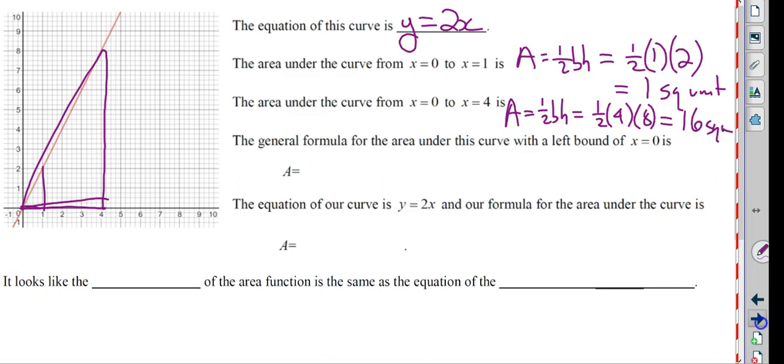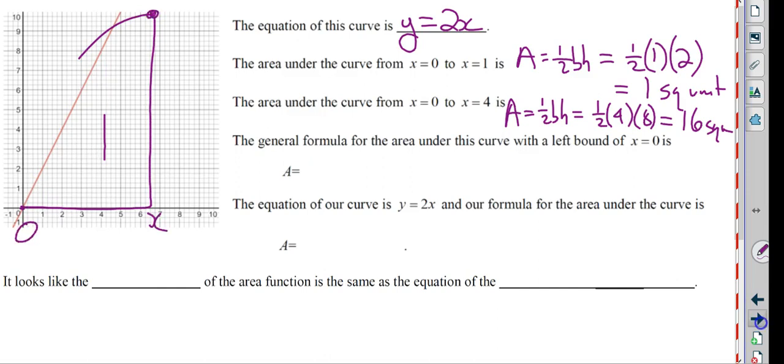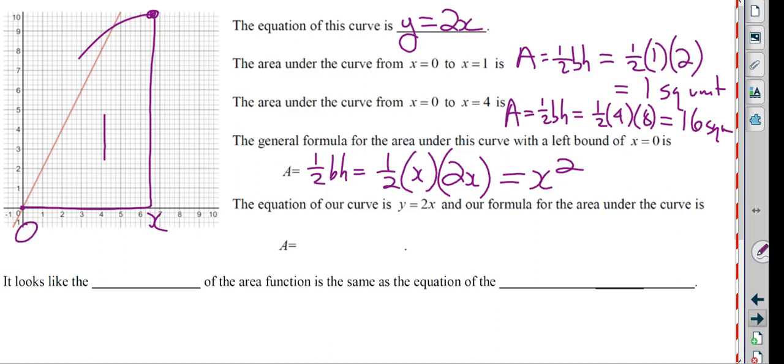What would the general formula for the area under this curve be, going from 0 to x? Well, still 1/2 base height, right? What's the base? What's the height? Y. What's y? Because we have a specific function, 2x. What's this equal to? x squared. The equation of our curve is y equals 2x, but our formula for the area under the curve is x squared.